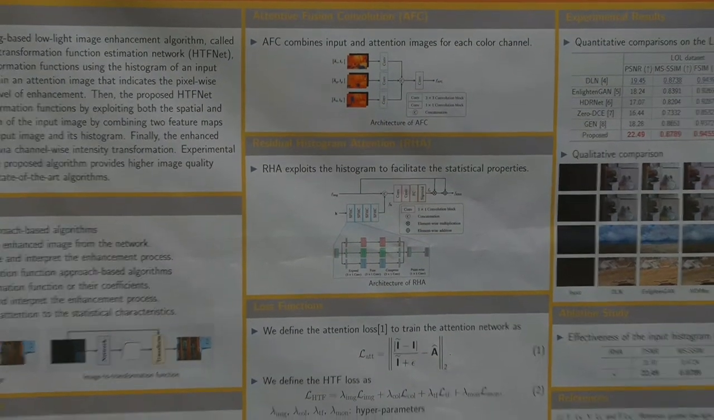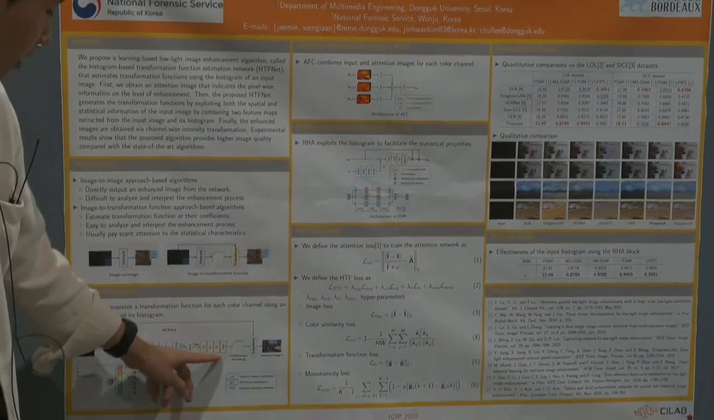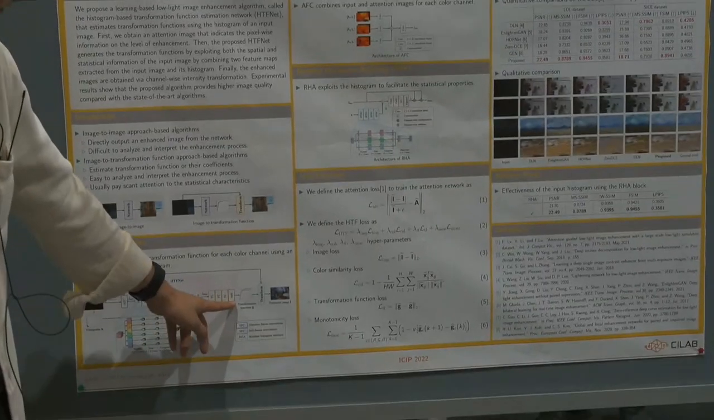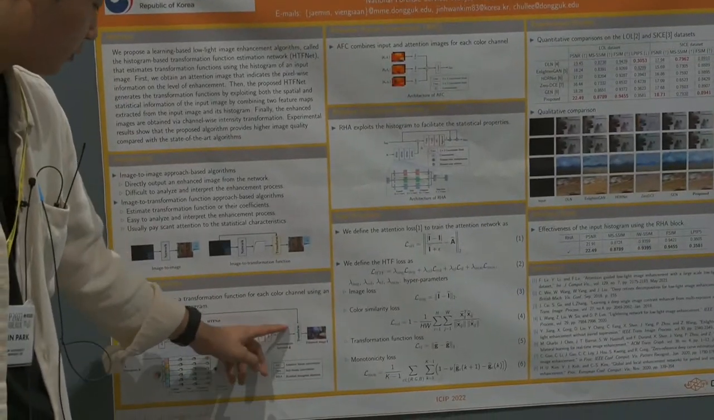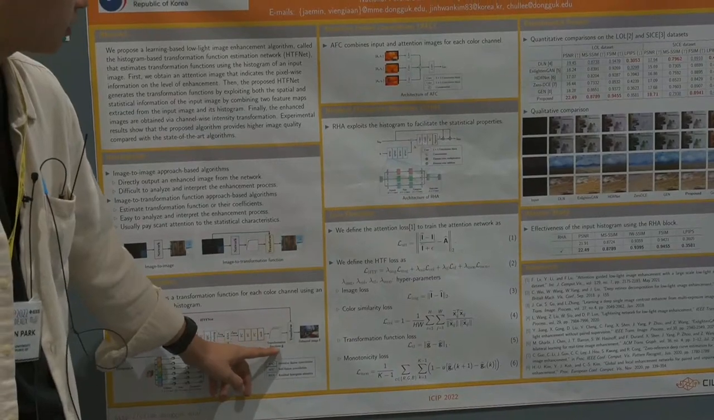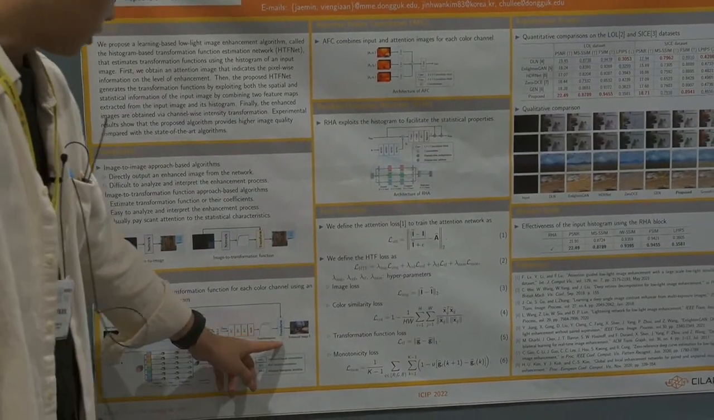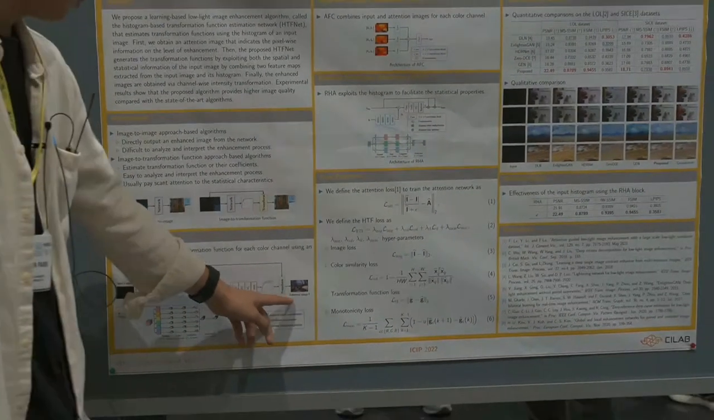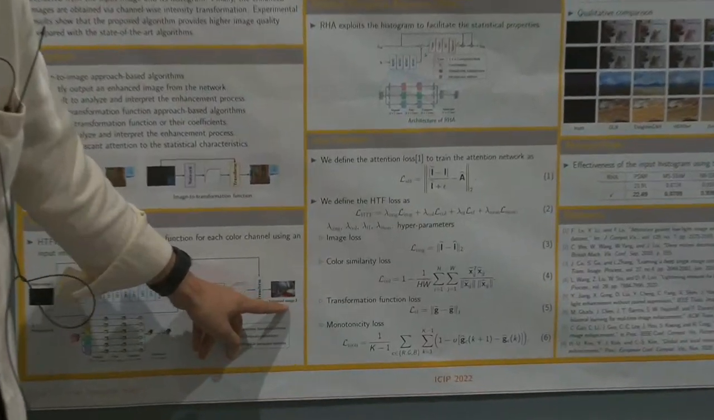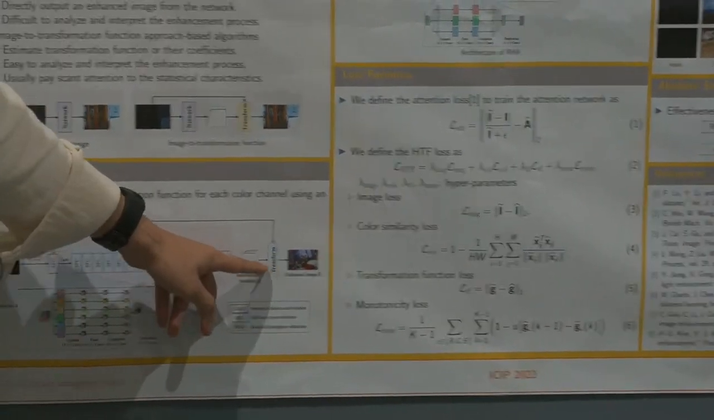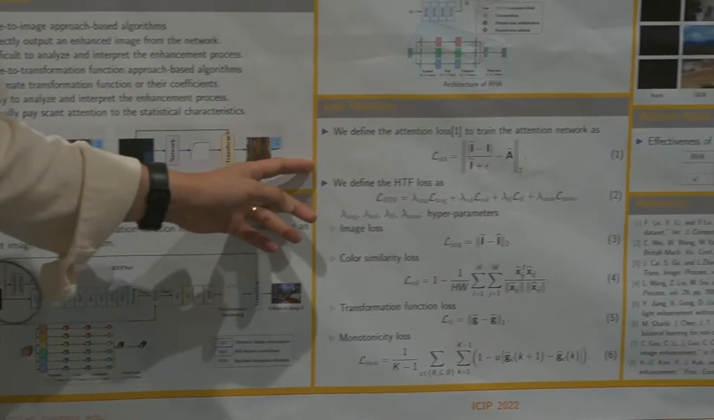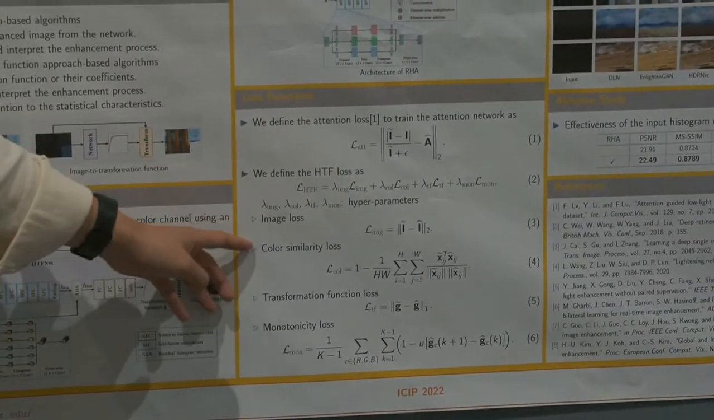And with three fully connected layers and a hyperbolic tangent activation function, finally we can generate the transformation function like this. And using the intensity transformation function, we can obtain the enhanced image like this. And we use four loss functions.